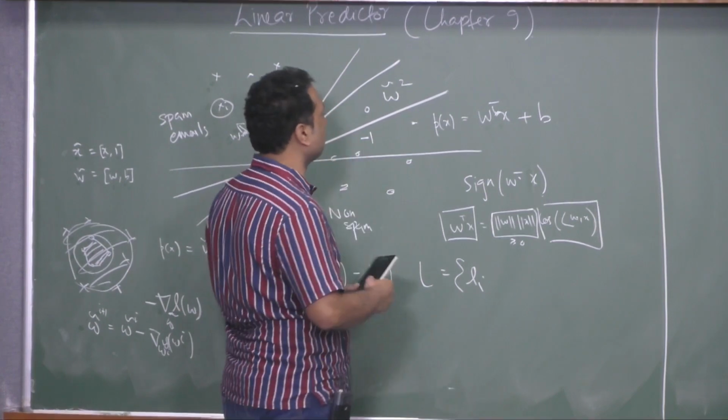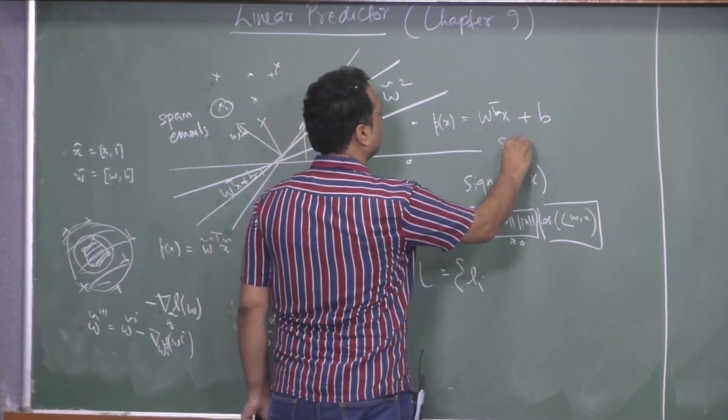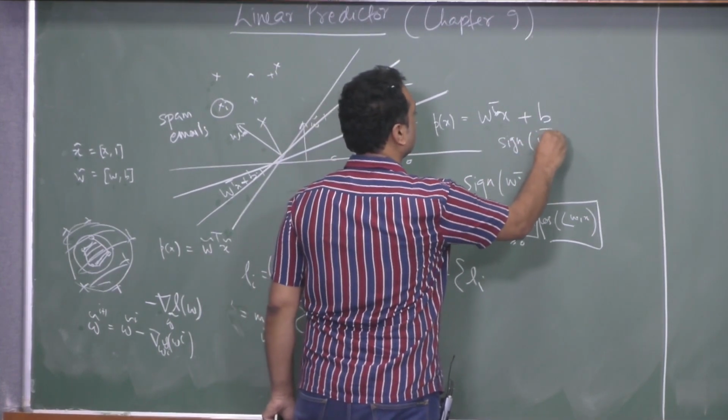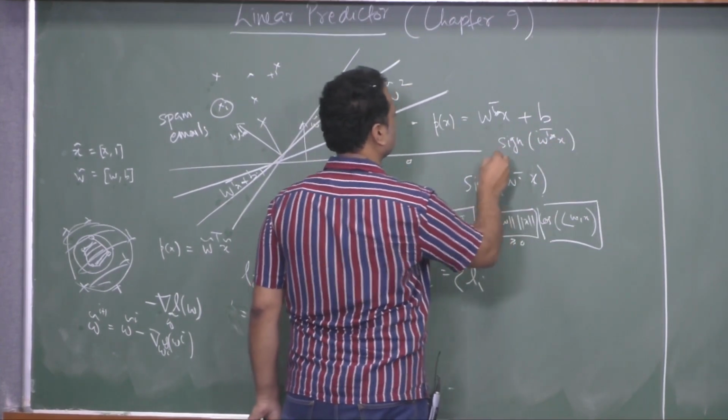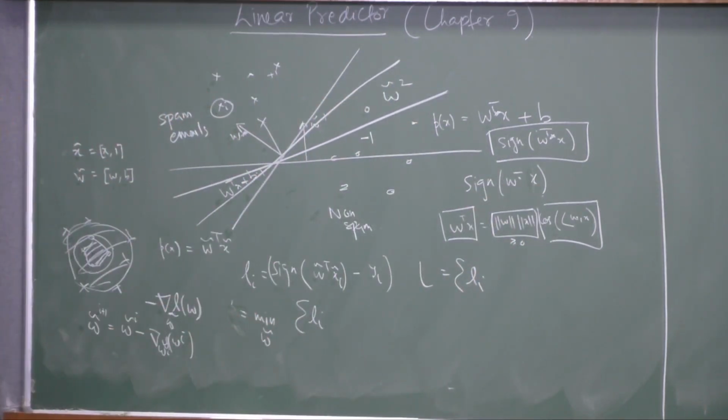Obviously, since I am doing a prediction, I will make it a sign of W tilde X, W star X. So this becomes my prediction problem, prediction function, right?